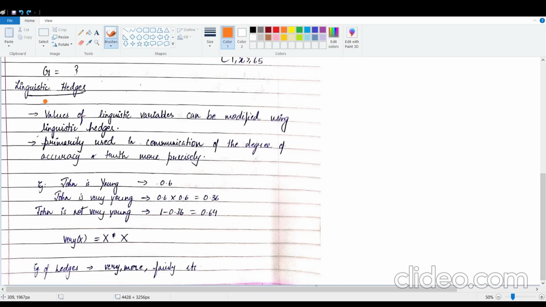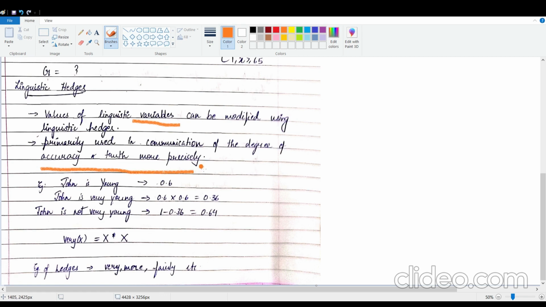So let us try understanding linguistic hedges in this video. So what are these hedges? What do they do? The first statement here says that these linguistic hedges help us in modifying the values of linguistic variables. So what do they do and what are the implications of it? What happens when you modify the values of these linguistic variables is they help us give out the truth of a statement more precisely.